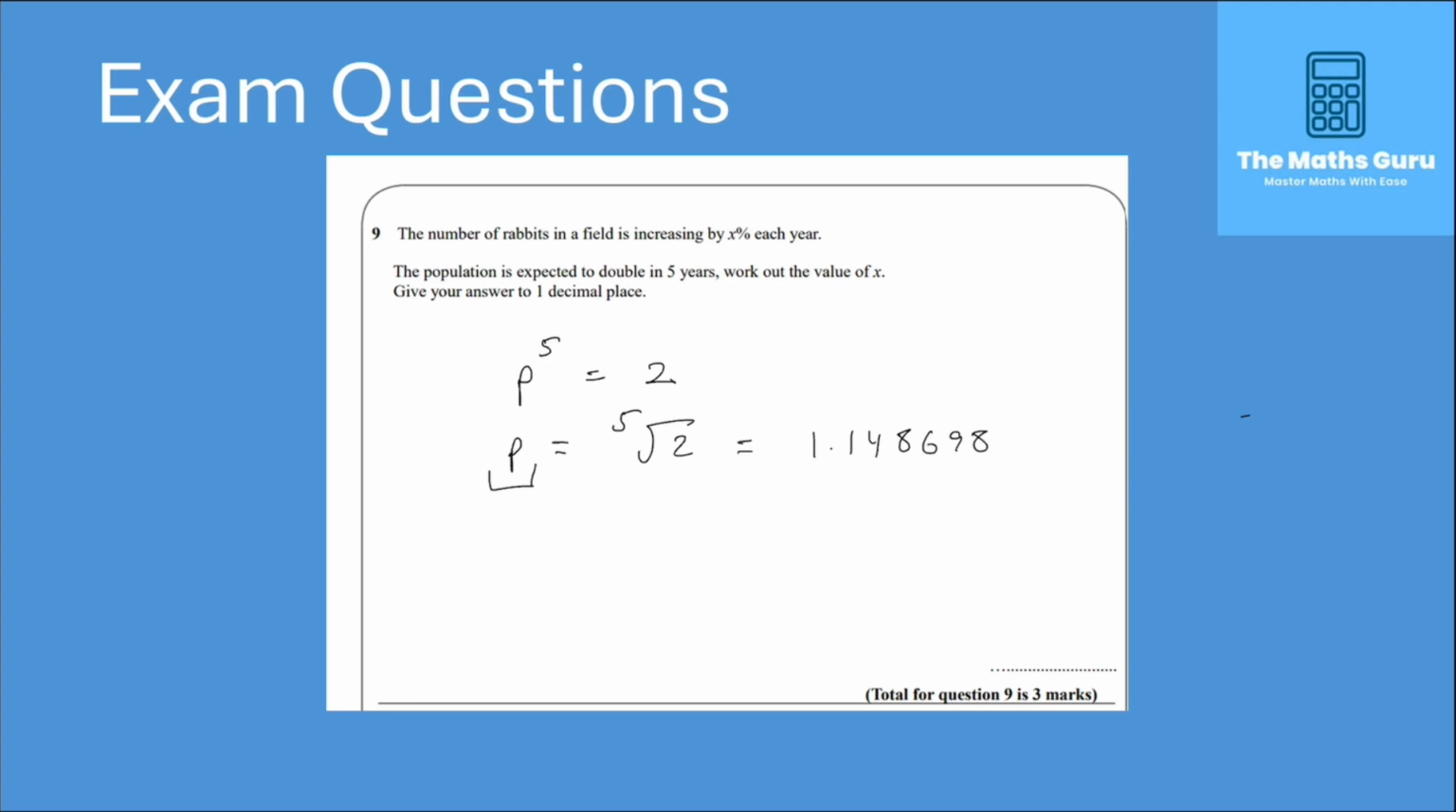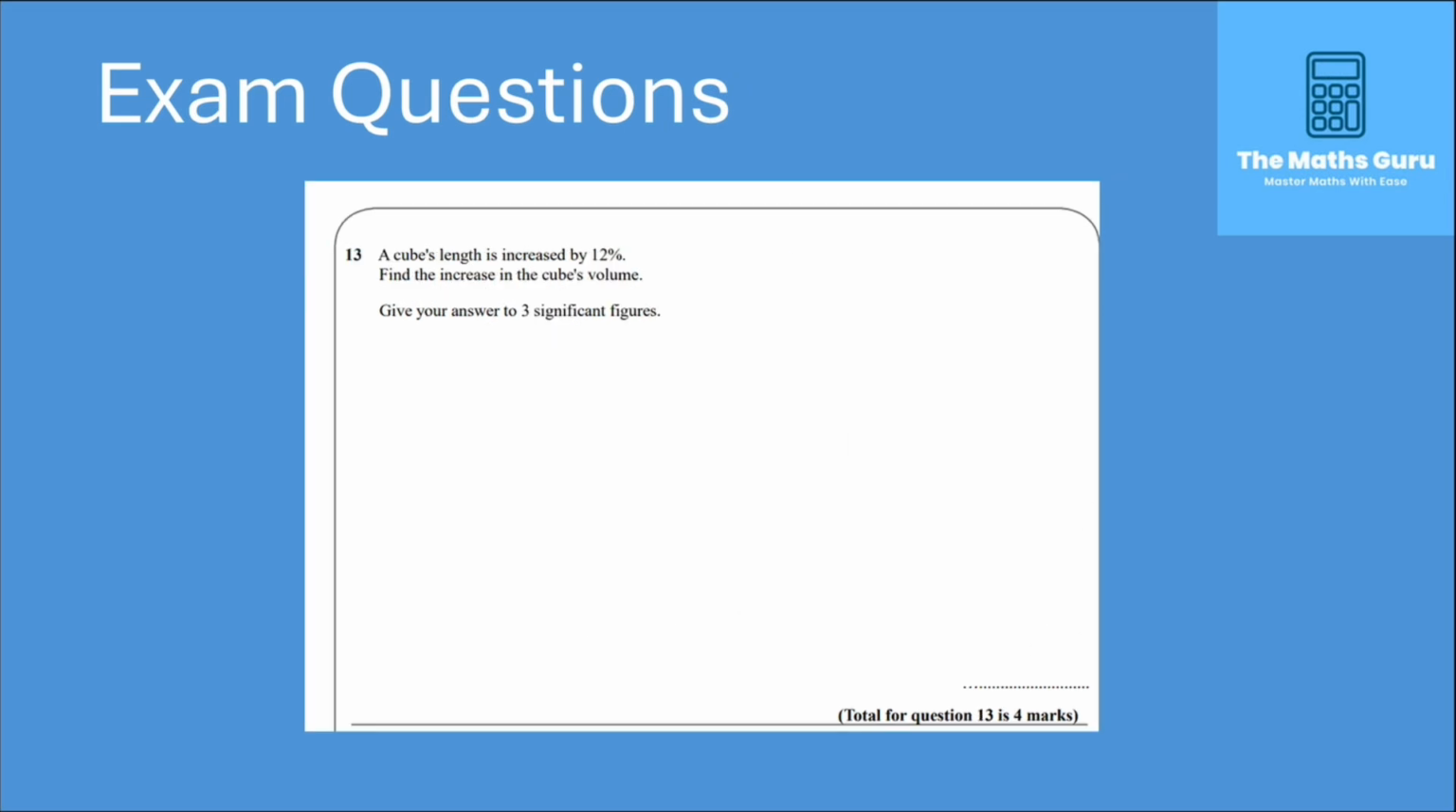So we have to use our percentage multiplier formula to work out our value of X. So 1 plus X over 100 is now equal to 1.148698. Minusing 1 from both sides, we get X over 100 is equal to 0.148698. Then timesing through by 100 on both sides, we get X equal to 14.9% to one decimal place, and that is our answer.